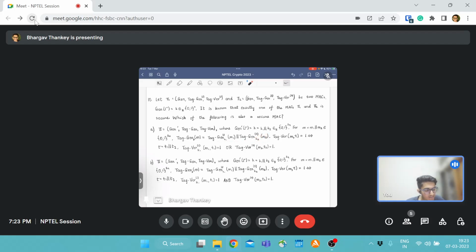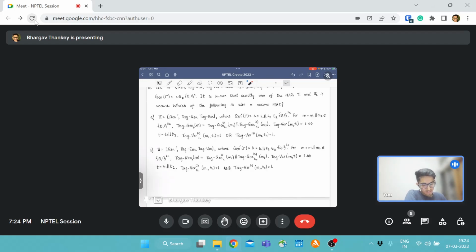And what does the tag verification algorithm do? Given m comma t, it outputs 1 if and only if t is t1 t2, and t1 is a valid tag for m1 according to the first scheme, or t2 is a valid tag for m2 according to the second scheme. So this is the first scheme that we are proposing.